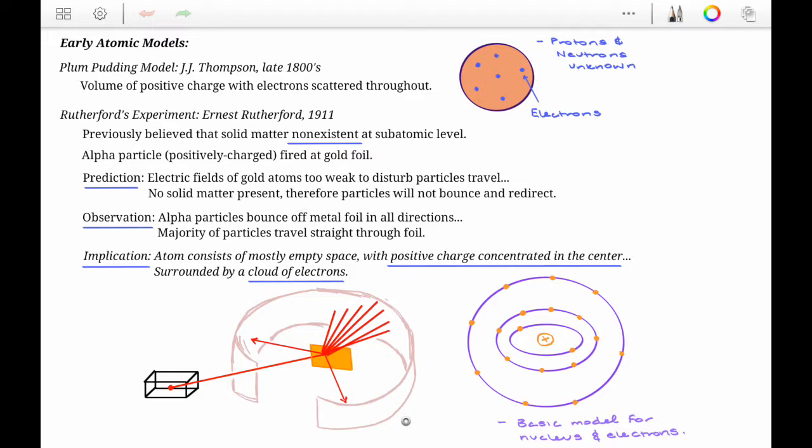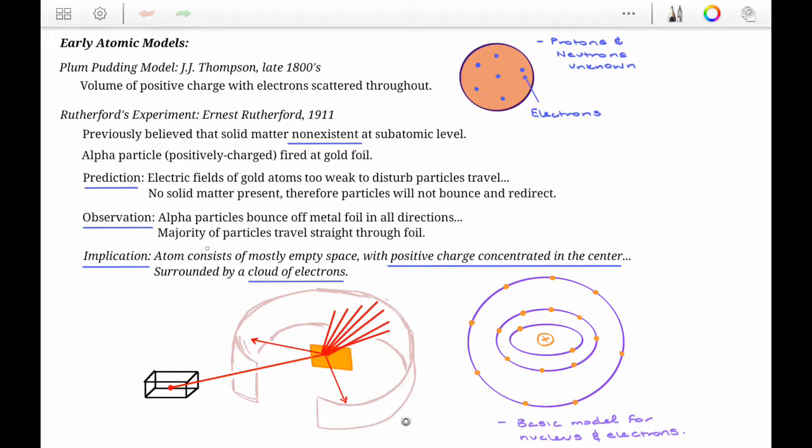And so what they predicted was that at the time, they believed that solid matter at the atomic level was meaningless. And so they believed that a majority of these particles would obviously go straight through, and they would only be deviated a little from their intended path. And this was because of the electric field of the atom. But what they observed was this backscattering, like I said, and this was new to them because they didn't believe that there was anything for these positively charged particles to interact with and bounce off from.